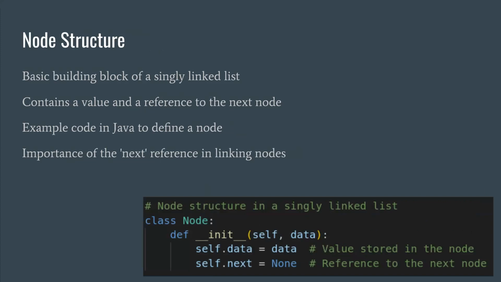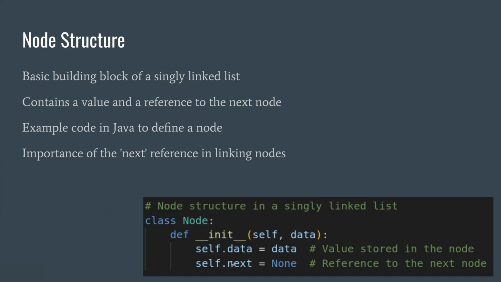So, node structure. Let's start with the building block of a singly linked list, which is a node. When we represent the node, we usually use a class including a key component, a data field to store a value, and a next reference pointing to the subsequent node in the list.